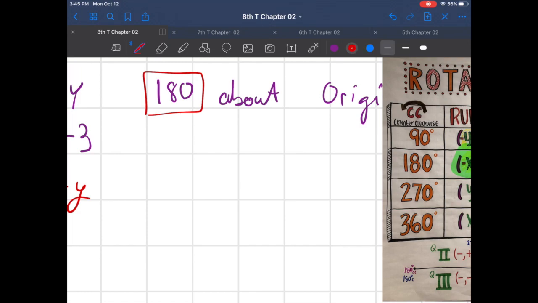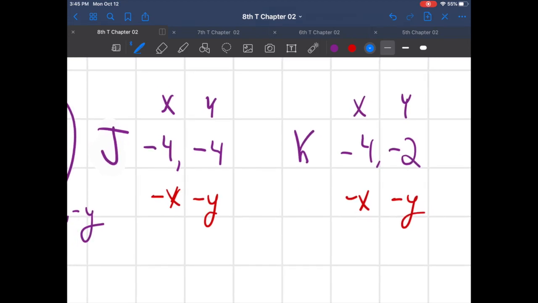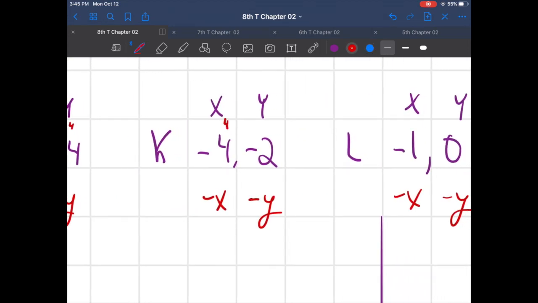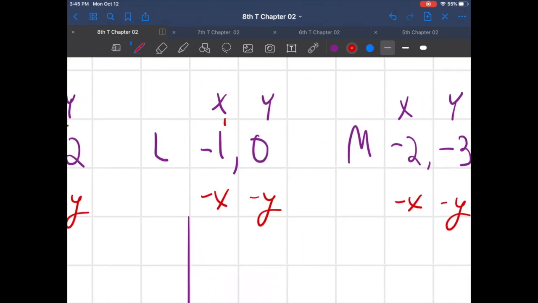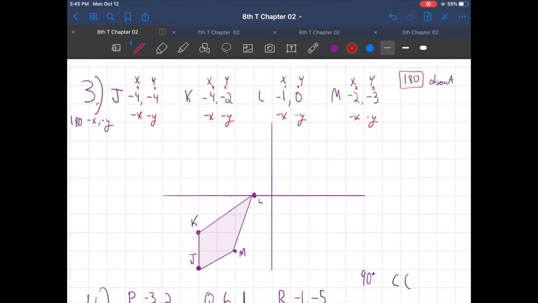Here's another example. If the original point was negative 1 and 2, what is the opposite of negative 1 and 2? That would be 1 and negative 2. That is the opposite. So 180 is usually the easiest one to solve because it's just the opposite. Just looking at these ones, I'll already tell you what my answers are going to be. It's going to be positive 4, positive 4, positive 4 and 2, 1 and 0, and then 2 and 3. But let's show all of our work and make sure we are doing this correctly.